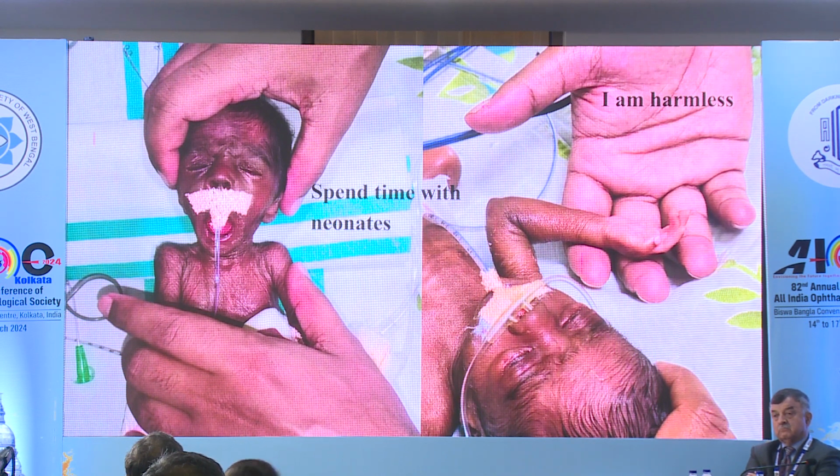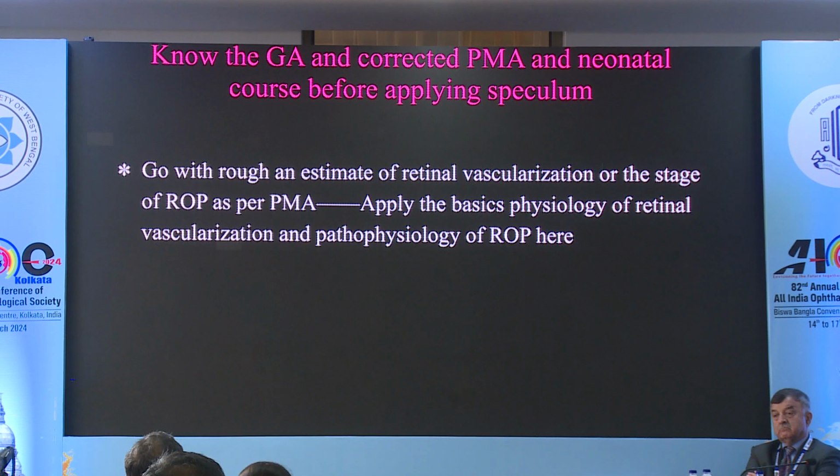Be comfortable with the children, and once you are into that, before applying the speculum to the child's eye, you must know the appropriate gestational age and corrected postmenstrual age. You must go inside with a certain thing in mind: if there is no ROP, I would expect around 37 weeks a mature zone 2. And if there is ROP, there might be stage 2 or stage 3 and it may need treatment.